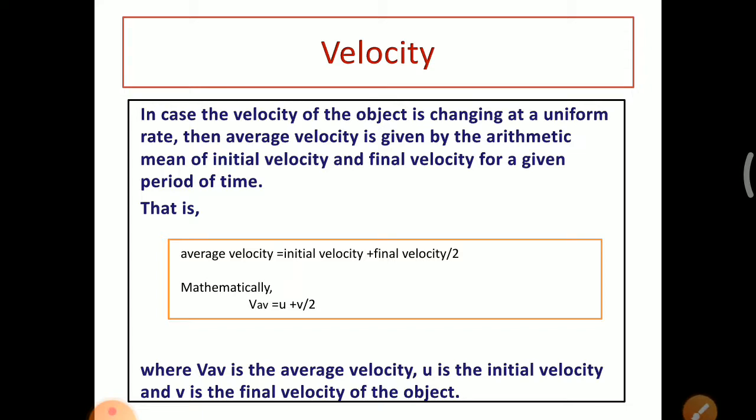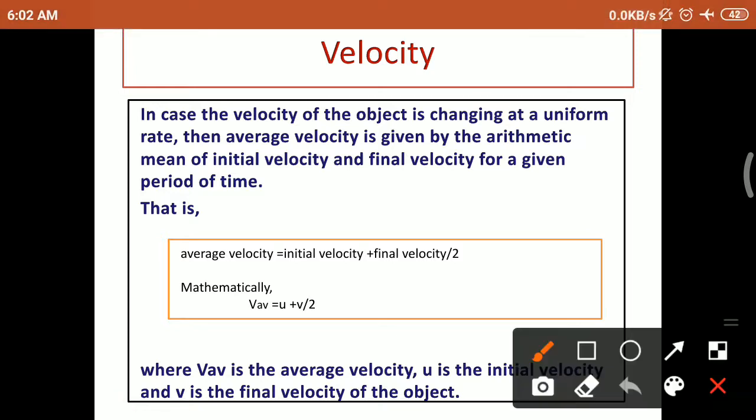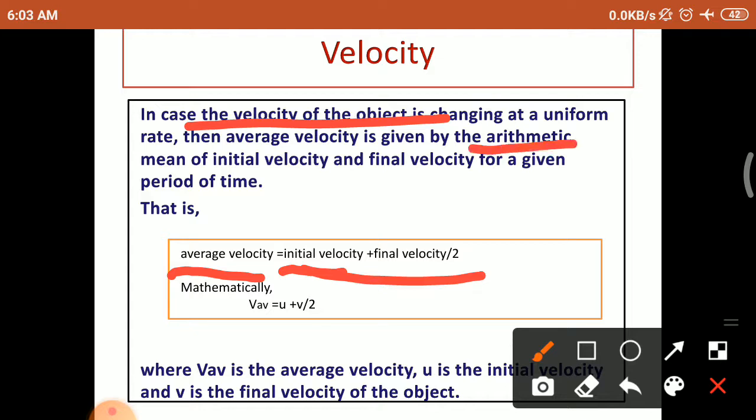In case the velocity of the object is changing at a uniform rate, then the average velocity is given by the arithmetic mean of the initial velocity and final velocity for a given period of time. So for uniform change of velocity, how do we find the average velocity? The average velocity equals initial velocity plus final velocity, divided by 2. That is, you have to add the initial and final velocity and take the mean.